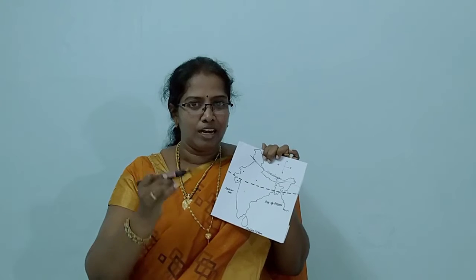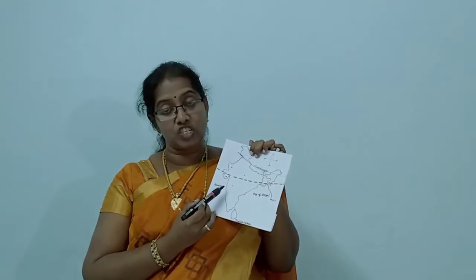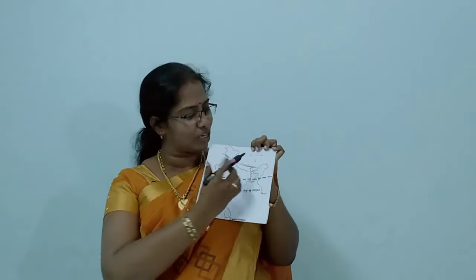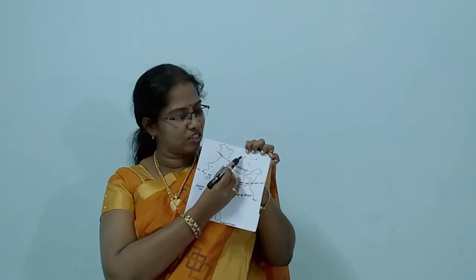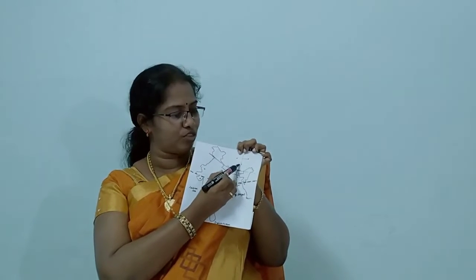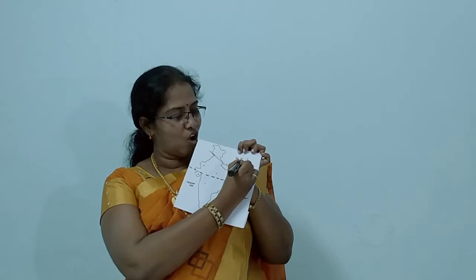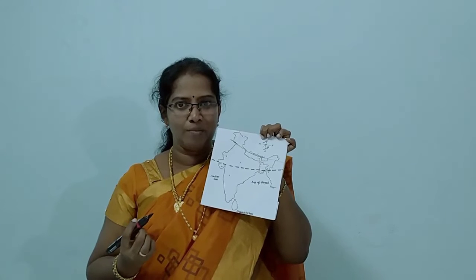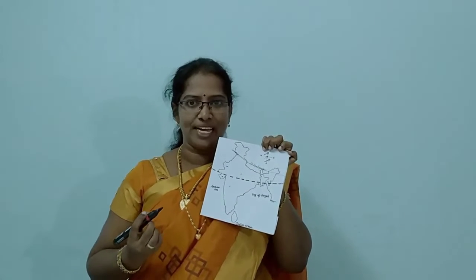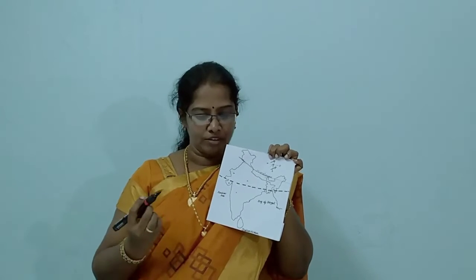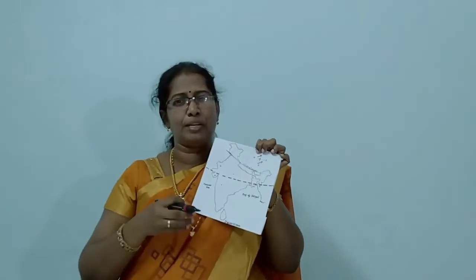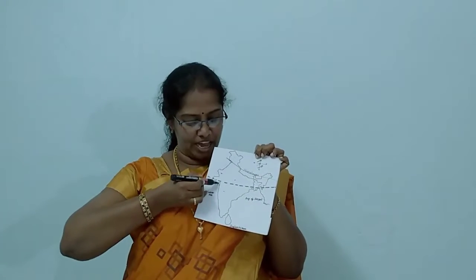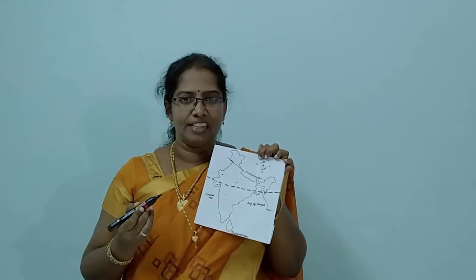Students, listen carefully, children. Because of the atmospheric pressure condition, the wind is blowing from the southwest. Southwest, what is that? This is south, this is west. From the southwest towards the northeast, it is blowing during the month of May over the Arabian Sea and Bay of Bengal. So this wind only brings the pre-monsoon showers along the west coast in the month of May.